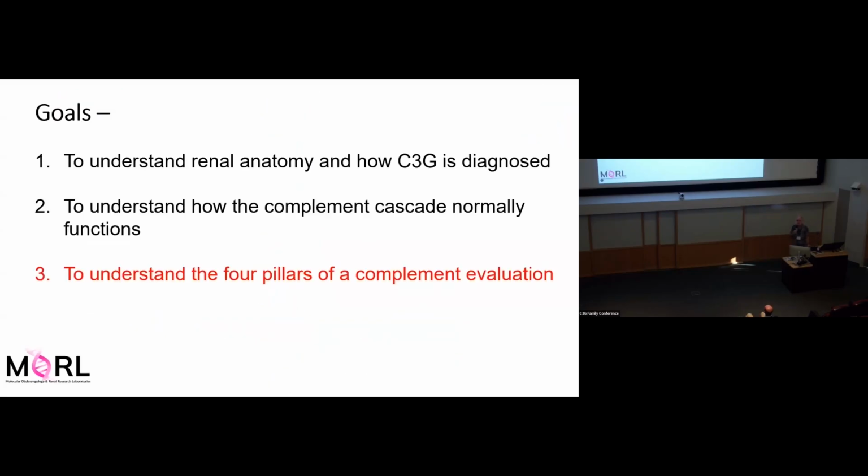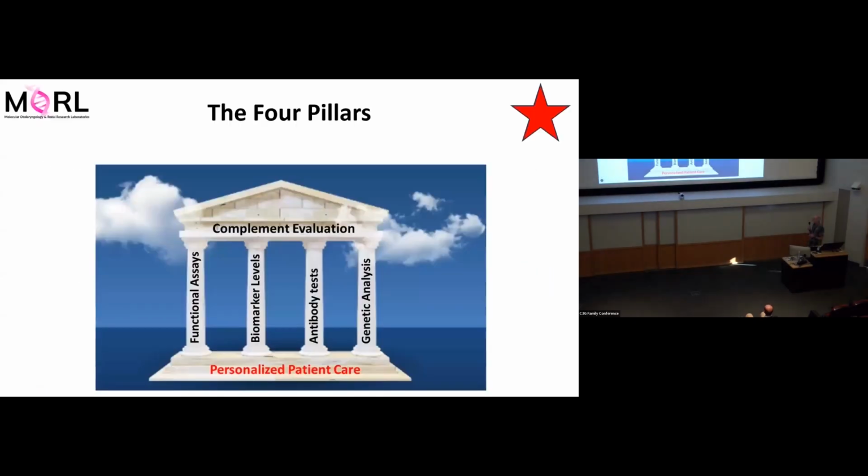So how do we evaluate the complement system? In every one of you, when samples come to the lab, we do four things. So remember, an adequate complement evaluation has four pillars. All of you have had a genetic analysis. In all of you, we look for autoantibodies. In all of you, we do functional assays. And in all of you, we do biomarker levels. If you don't do all four, you're not doing an adequate, thorough complement evaluation.